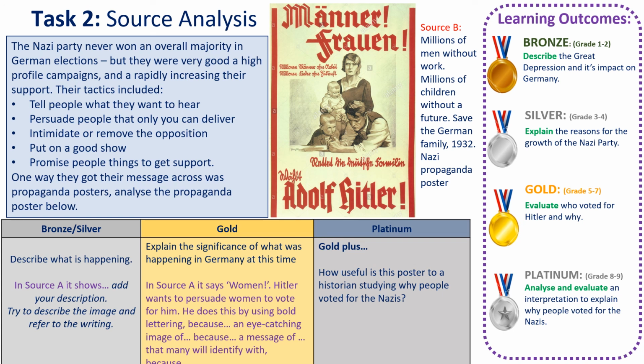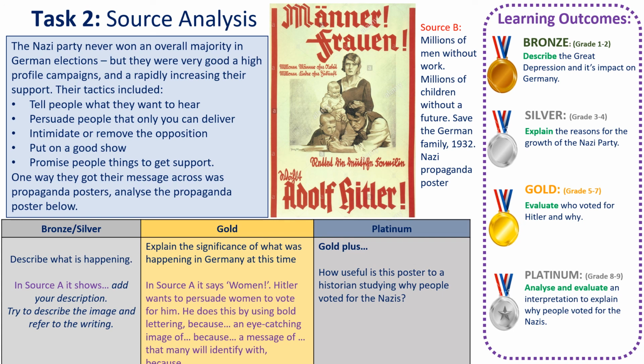What it says on this poster is: millions of men without work, millions of children without a future, save the German family, 1932. So this is Nazi propaganda. What you need to do on your sheet: describe what you think is happening in the source. So you know it's a family, just to give a bit of a clue. How do they look? Just describe how they look based on what you've read about what it says on the source.